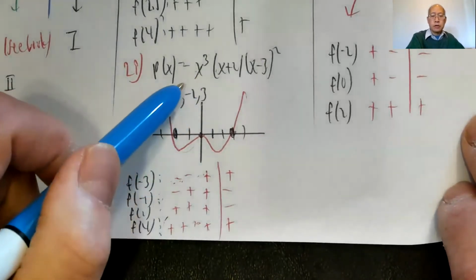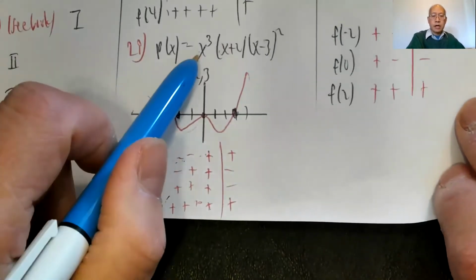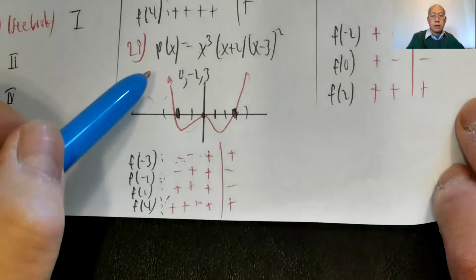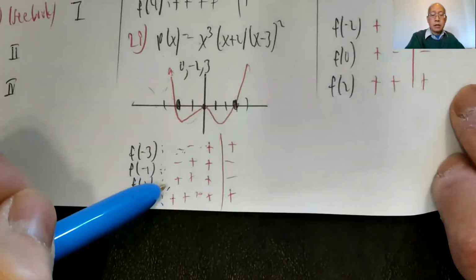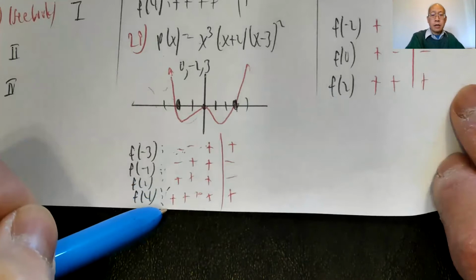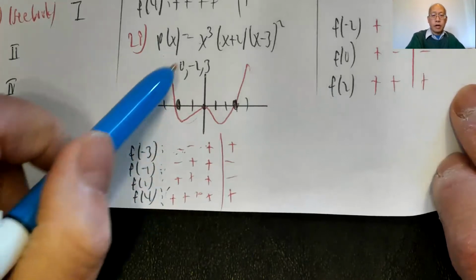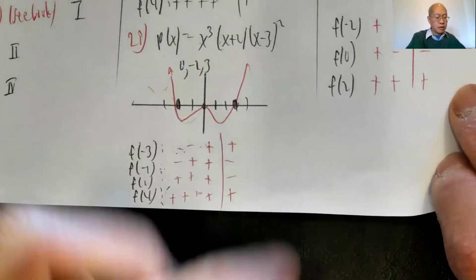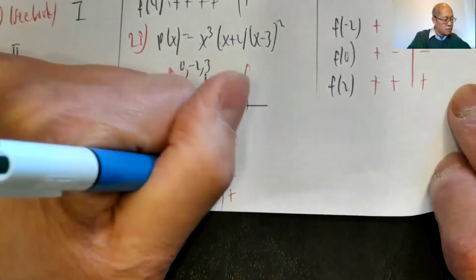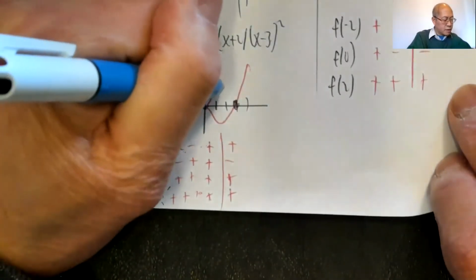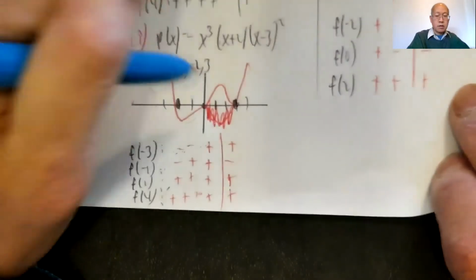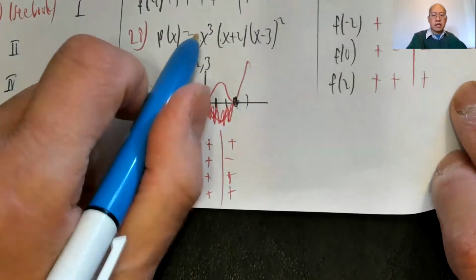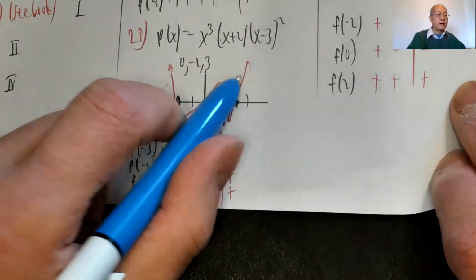Plug in 2. Plug in 1. Let's see. Plug in 1, positive, positive, positive. Should be positive. Looks like I messed up here. Positive, which means the graph should go like this. Correct myself there. And then f of 4, positive, positive, positive, all positive, so it goes like that.